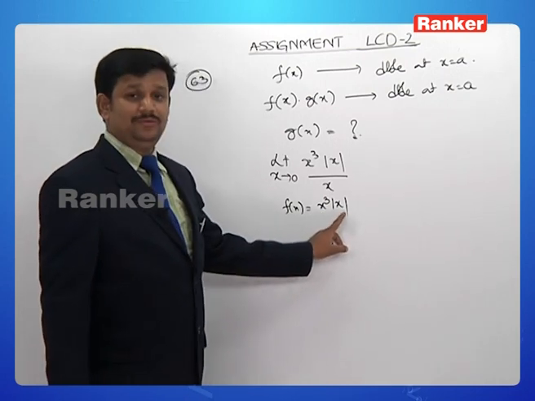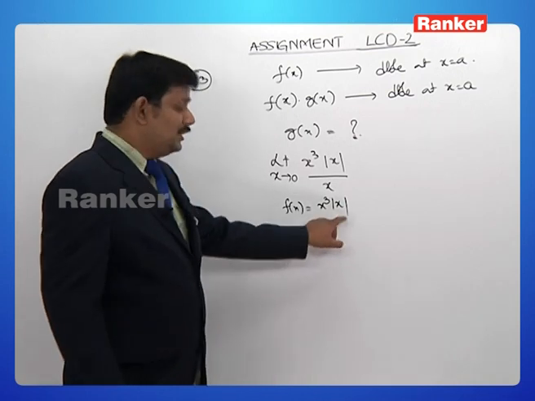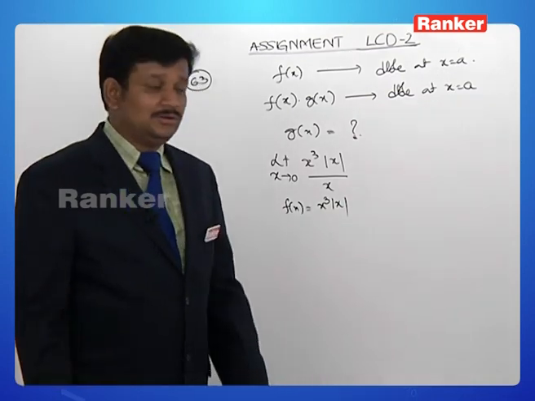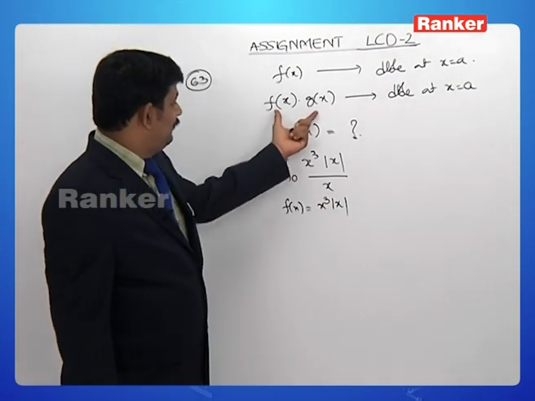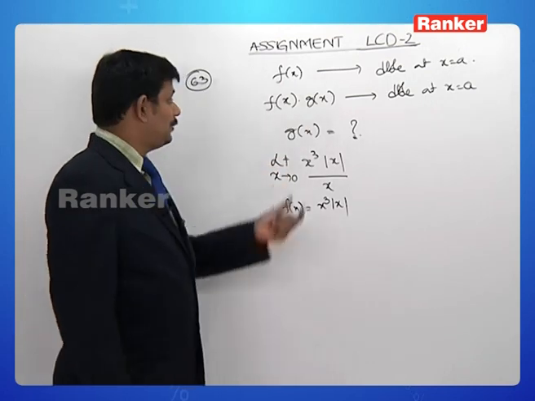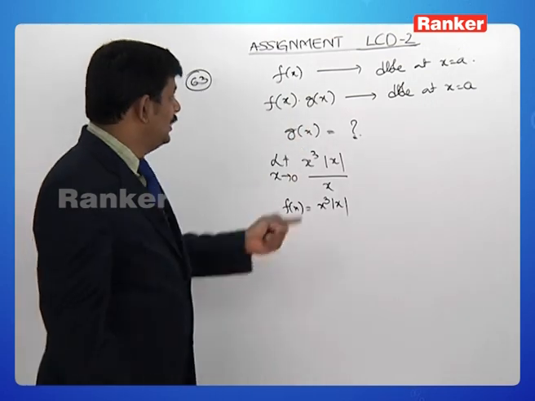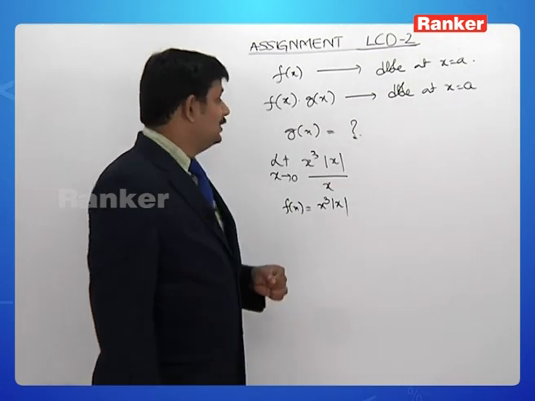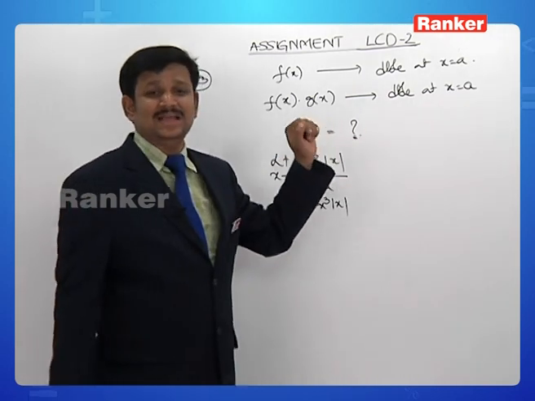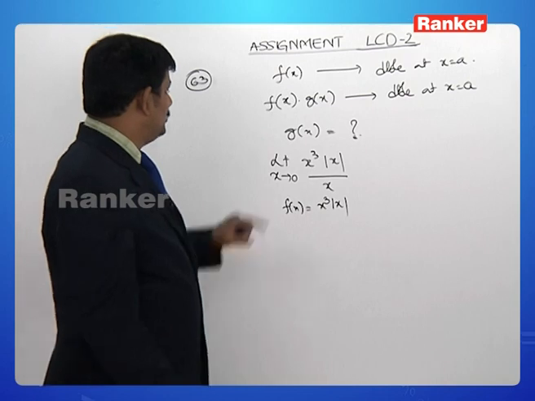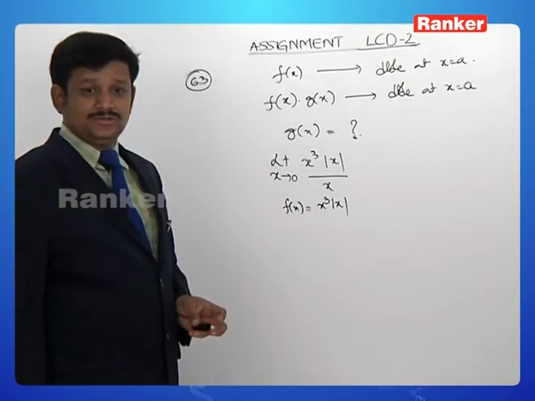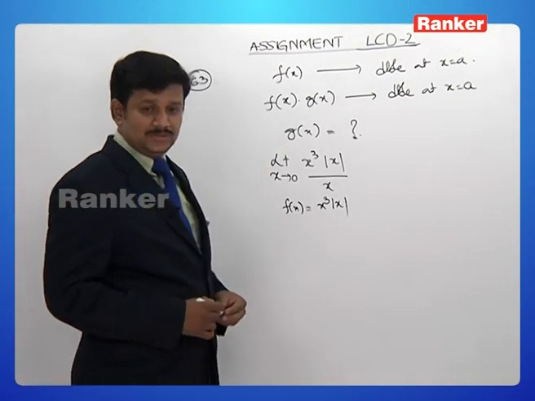We know mod x is not differentiable at x equal to 0. Still, the product is differentiable at x equal to 0. So for the product of f of x and g of x to be differentiable, it is not a compulsion that g of x has to be differentiable. It is still possible when f of x is tending to 0. So, option A is false.